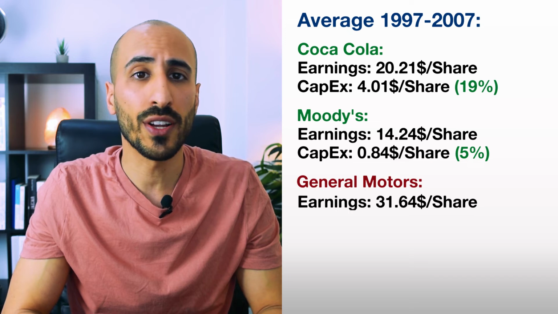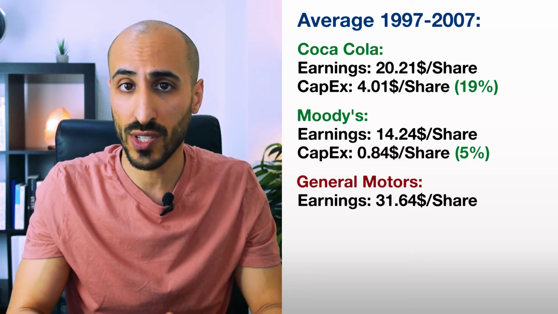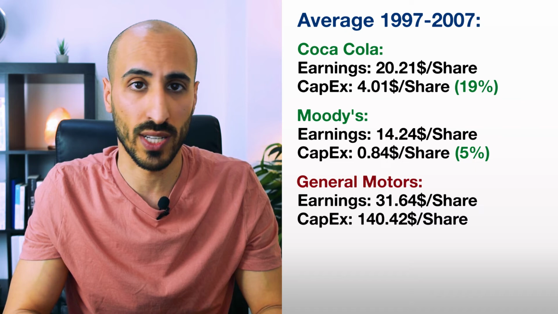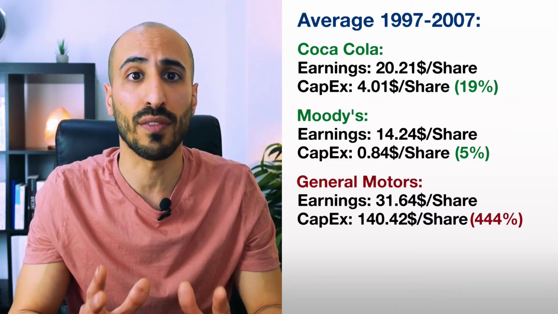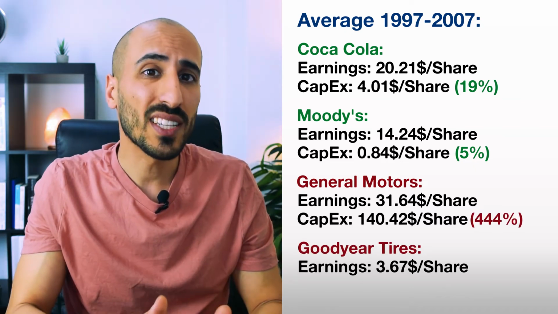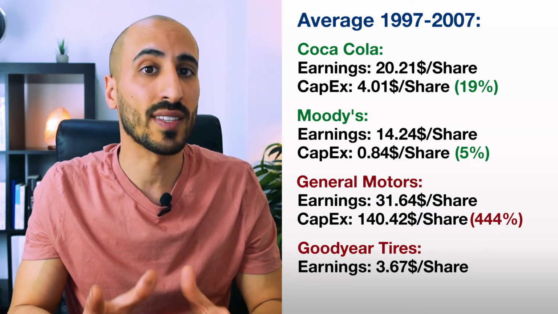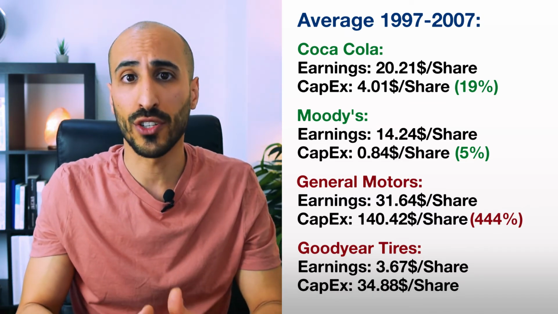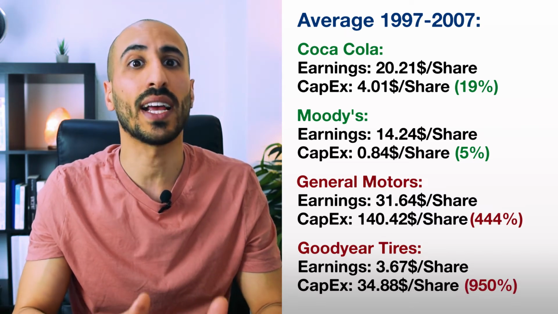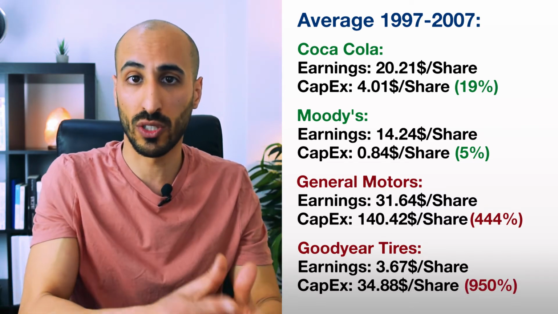General Motors earnings $31.64 per share, capital expenditure $140.42 per share, namely 444% of the total earnings. And Goodyear earnings $3.67 per share and capital expenditure $34.88 per share, namely 950% of the total earnings.